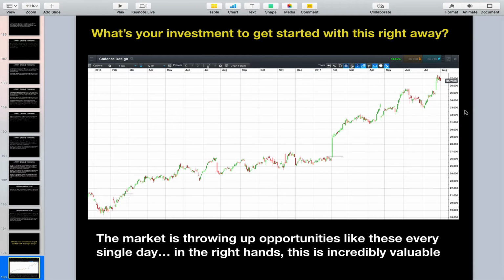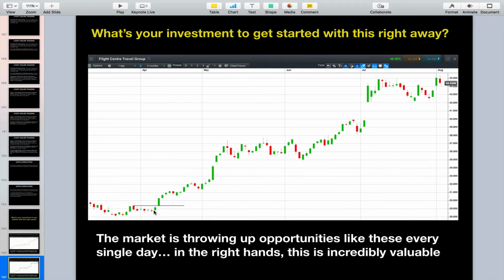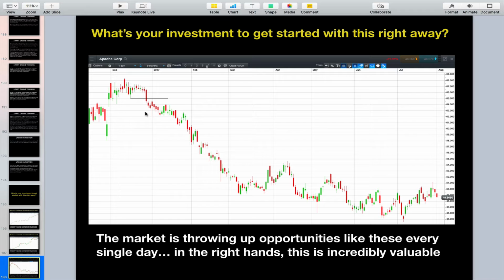The market is throwing up opportunities like these every single day. In the right hands, this is incredibly valuable. And as you can see on this chart, there's an entry here, another one here, and then another one here right before this big run up. Here's another example. Beautiful entry just here, and away we went from $31 to $44. It's incredibly valuable in the right hands if you implement this and you understand it and you know all the nuances and the subtle signals the market's giving you. Incredibly valuable for you. And here's one on the short side. Beautiful sell signal there, and down we've gone all the way down here.